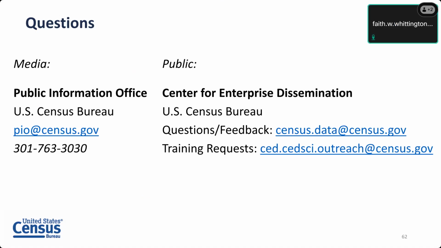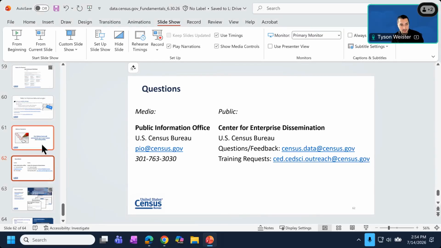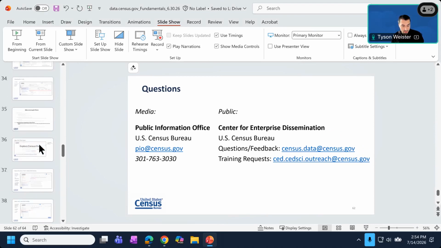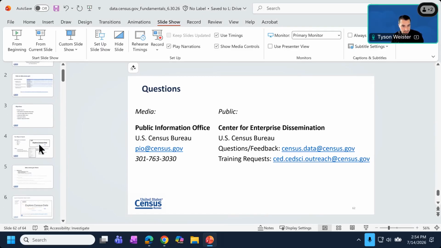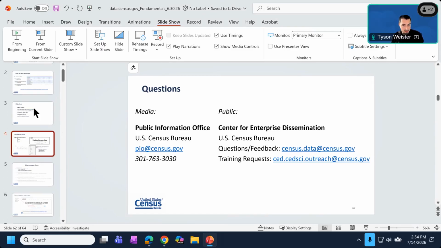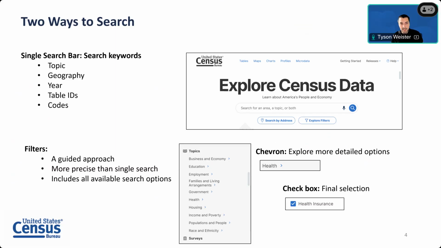Thank you, Tyson. And I have one more question. Can you please show the slide about keywords that you can use for the search bar on data.census.gov? Yeah, let me go back to that. So we have topics, geographies, table IDs, year, and codes. They're just examples. They're not the only keywords you can search, but they're recommended ones that would lead you to filters.